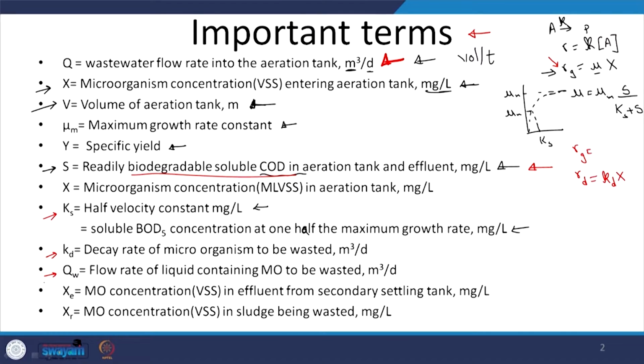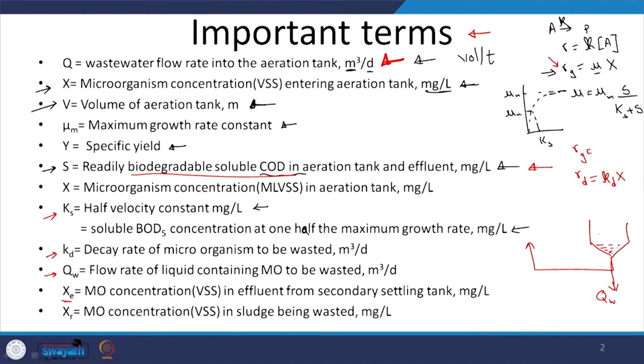Qw is the flow rate of the liquid containing the microorganisms to be wasted. We looked at this as coming from the secondary settling tank: after the microbes settle down, most of the sludge will typically be recycled, and some of it will have to be wasted. The flow rate of this wasted sludge is Qw.